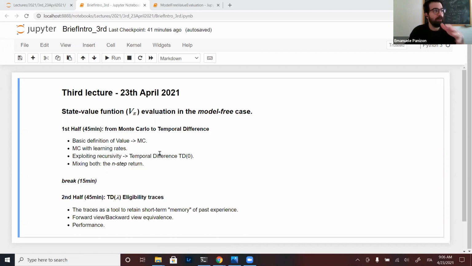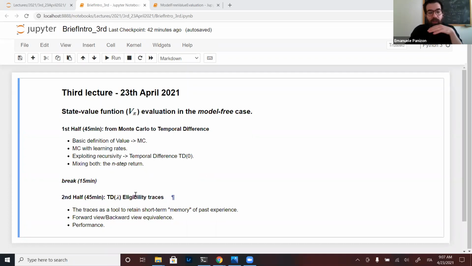The lecture will be divided in two, roughly speaking. Of course, the times are a bit random as usual. The first half will be about the first basic methods. So essentially Monte Carlo, and then we will use the basic definition of value. We will define the Monte Carlo method, and we will see how it works. Then we will switch to learning rates. We will see what we mean by that. Then we will do the temporal difference, and we will try to mix Monte Carlo and temporal difference.